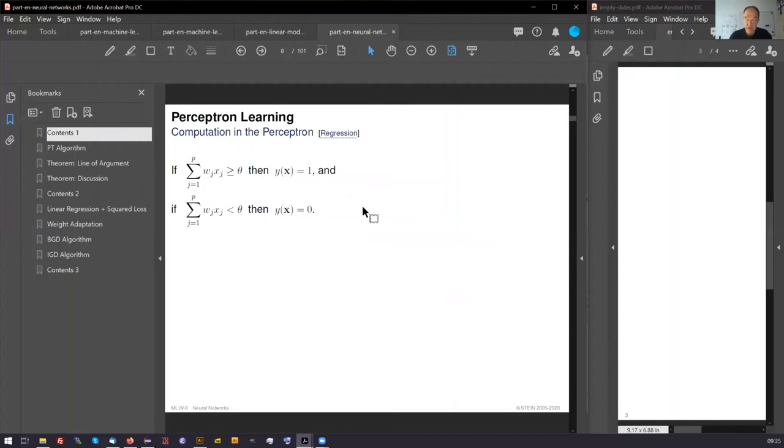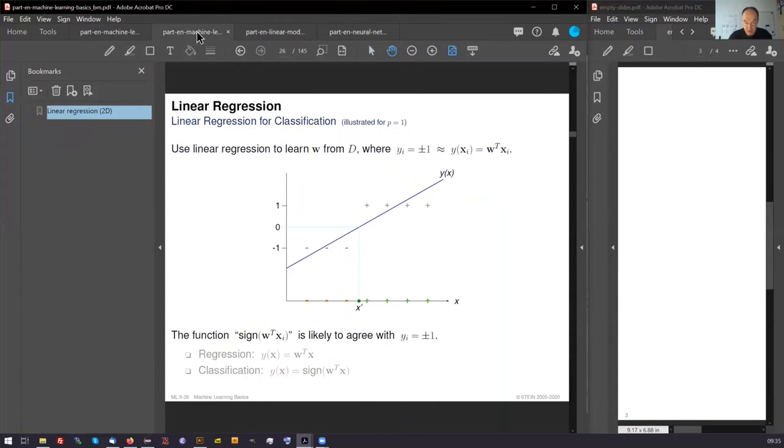The computation in the perceptron was already hinted. We accumulate weights, and if the weights are above a certain threshold, we give a 1. If they are below, we give a 0. I've connected this to linear models so that you see this. It looks very much like this. If we are here, we do 0. If we are here, we do 1.